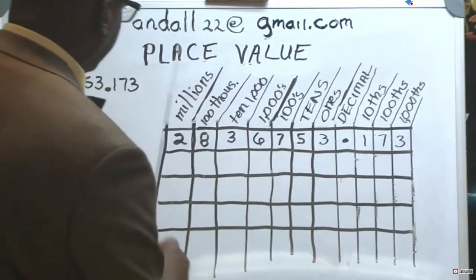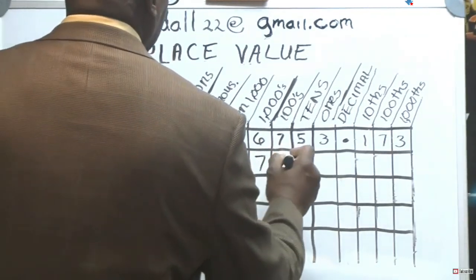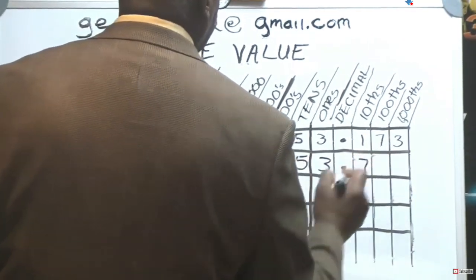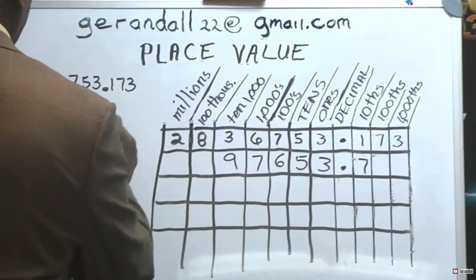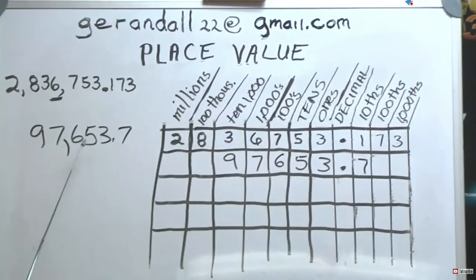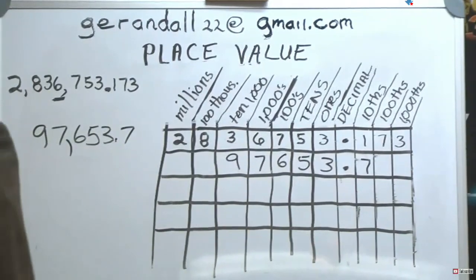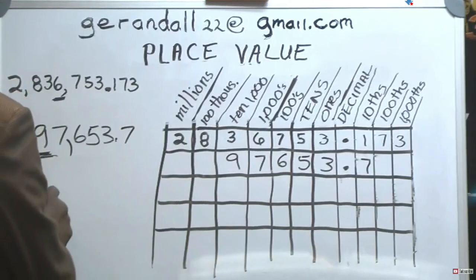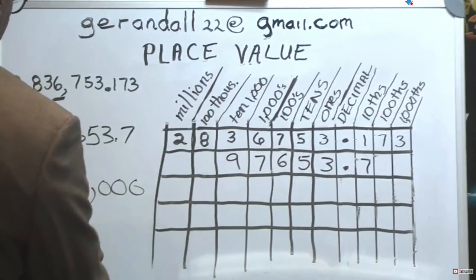Let's look at another number. 9, 7, 6, 5, 3, and 7. That's 97,653 and 7 tenths. Again, if we underline just this 9 here, that would be 9 times 10,000 for 90,000.